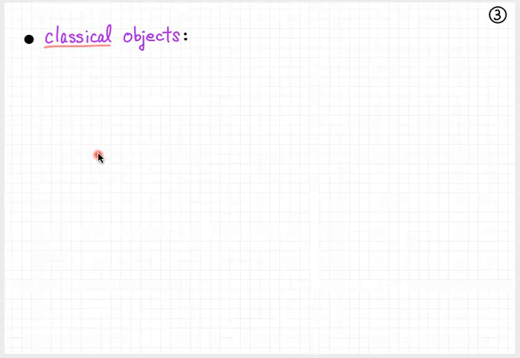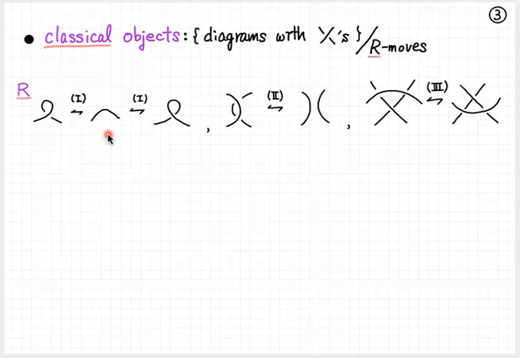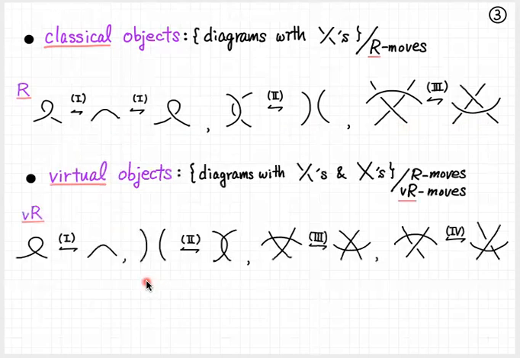We often refer to classical objects, virtual objects and welded objects. What is a classical object? A classical object is the set of diagrams with only real crossings up to Reidemeister moves. And the Reidemeister moves are here, as you know. And a virtual object means diagrams with real and virtual crossings up to Reidemeister moves and virtual Reidemeister moves. The virtual Reidemeister moves are the following four moves.